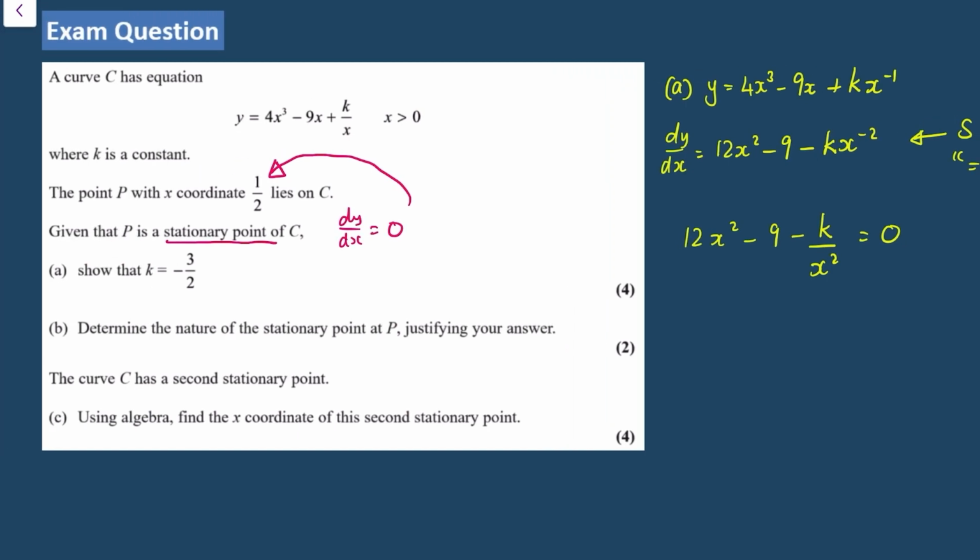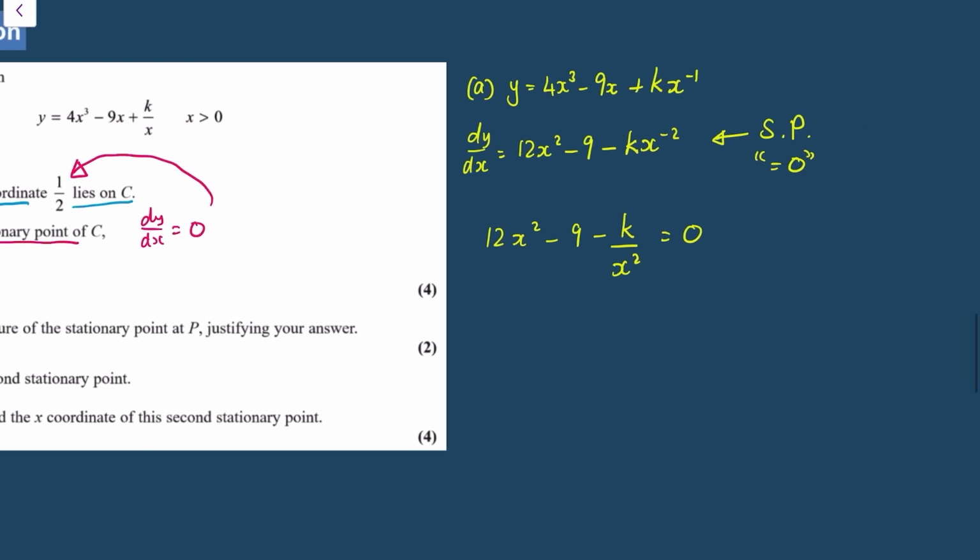They told me in the question the point P with x coordinate a half lies on C, and P is a stationary point. Therefore, x equals a half is a solution to this equation. So I can go and sub in x equals a half. And I will get 12 times a half squared minus 9 minus k divided by a half squared equals 0.